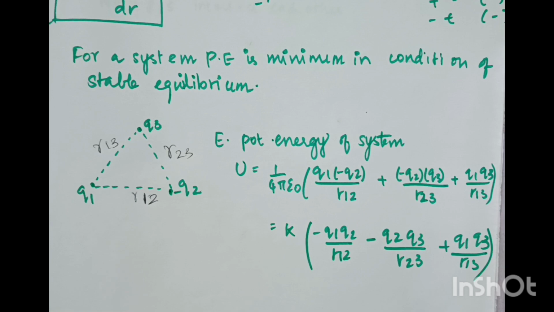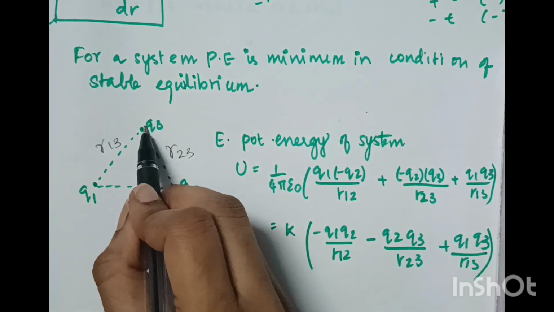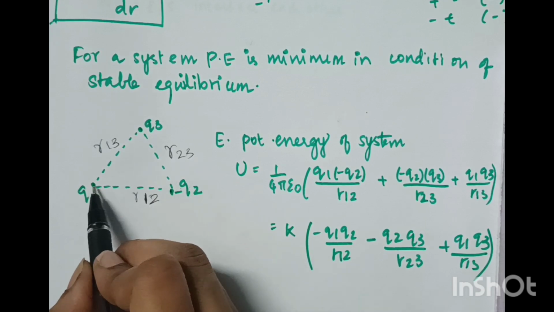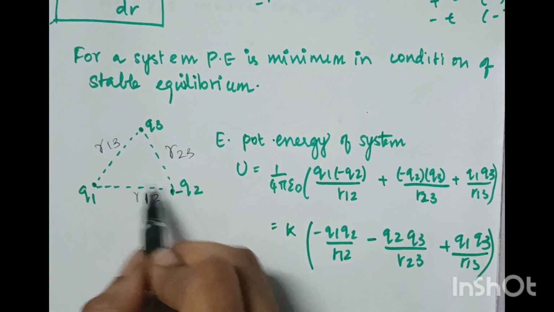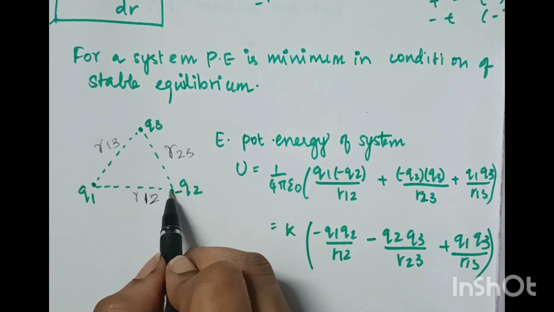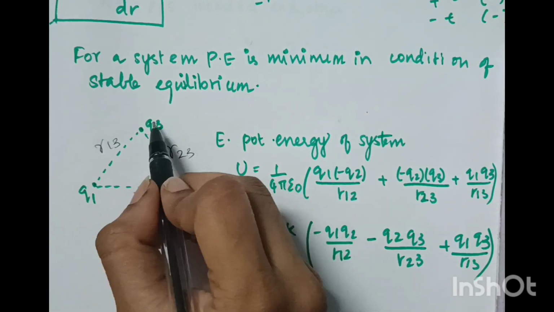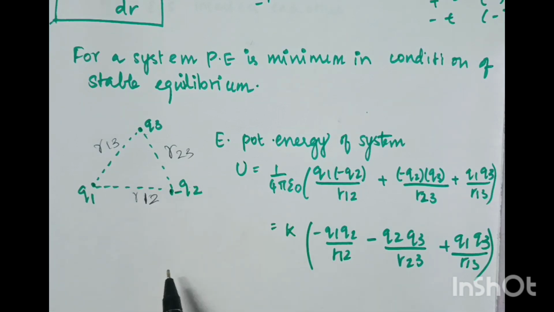So for a two charge system, we just had one combination, that is q1 and q2. Now how many combinations do we have? q1 and q2, q1 and q3, and q3 and q2. So there are three combinations here. If we take q1, it is combined with q2 and q3. Similarly, if you take q2, we have already seen it with q1, so now it is with q3. For q3, we have already seen one combination with q1 and one combination with q2.